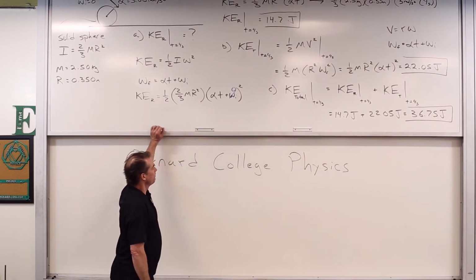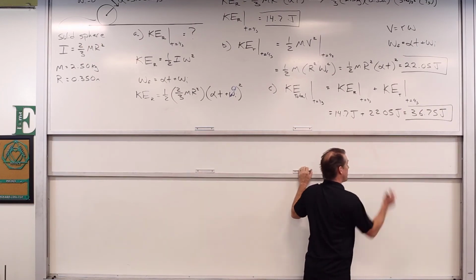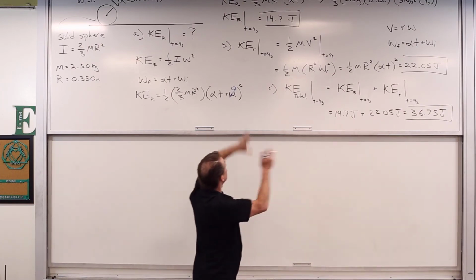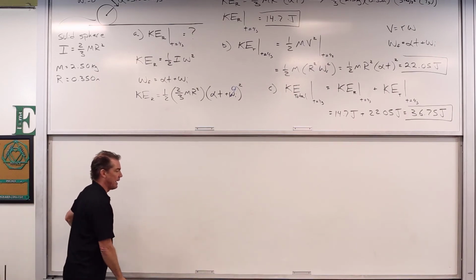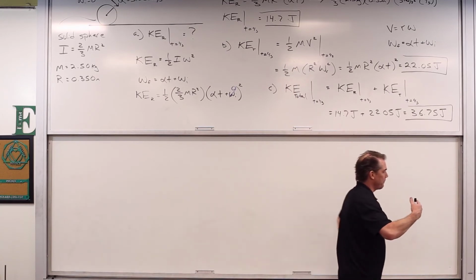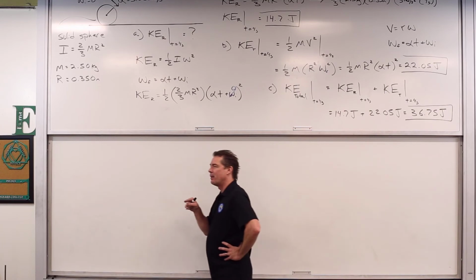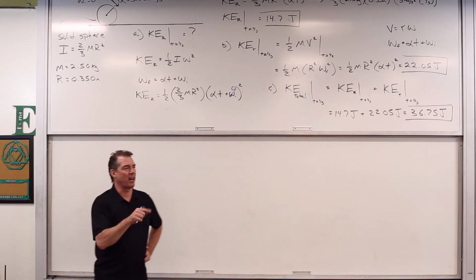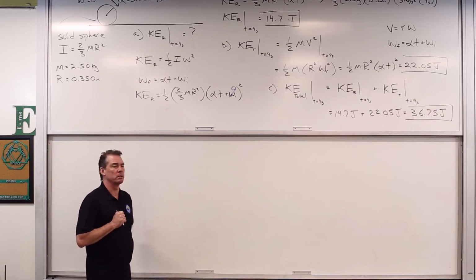So not that bad, right? Could have just asked that in the very beginning, quantified what each of these terms are, and there we go. It's nice to be able to see that we can break it down into the individual pieces, if you will, of kinetic energy, rotational and translational. But here's another question. Hey, at what point in time will the total kinetic energy of this object be equal to 75 joules?